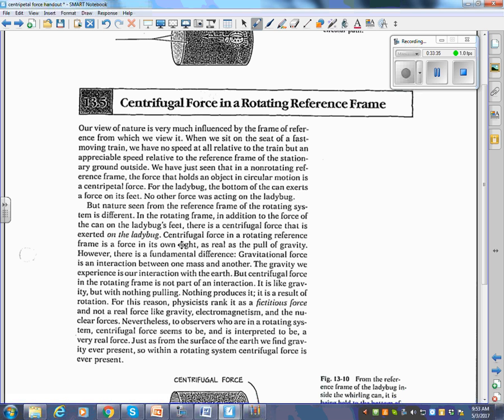However, there's a fundamental difference. Gravitational force is an interaction between one mass and another. The gravity that we experience is our interaction with the Earth. But centrifugal force in the rotating frame is not part of an interaction. It is like gravity, but with nothing pulling. Nothing produces it. It is the result of rotation. For this reason, physicists rank it as a fictitious force and not a real force like gravity, electromagnetism, and the nuclear forces. Nevertheless, to observers who are in a rotating system, centrifugal force seems to be and is interpreted to be a very real force.